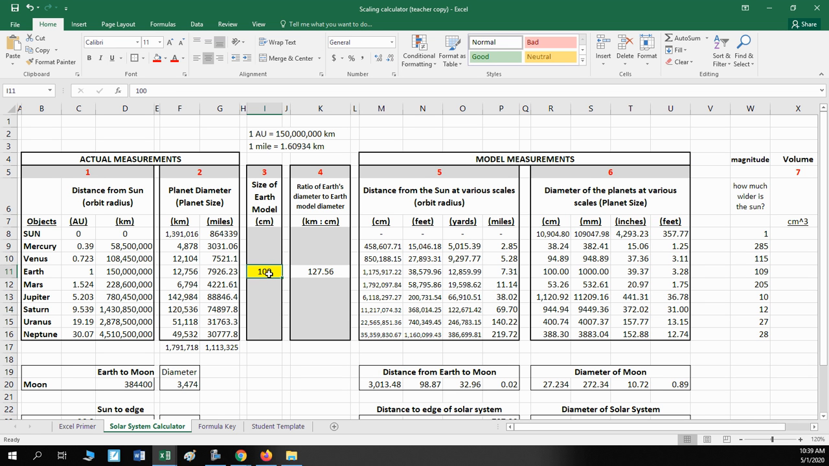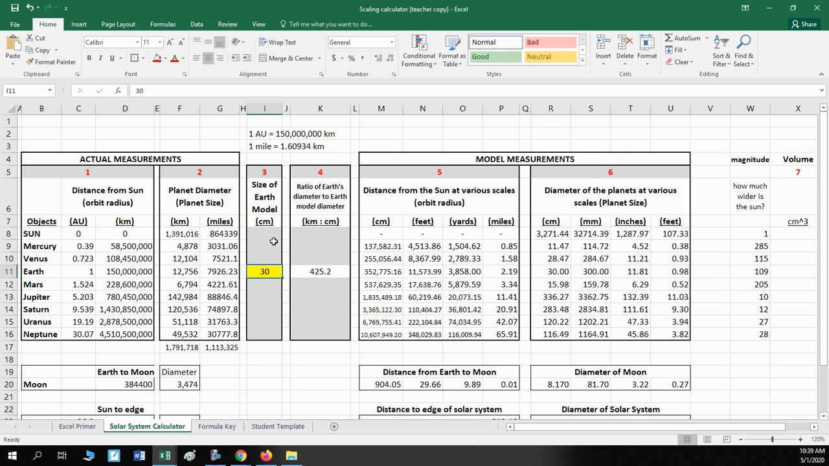So for example, let's say that we set our globe, our Earth, to 30 centimeters. This is about your standard size globe in a classroom. When you do this, all this information gets updated. Table 4 is the ratio between your Earth's actual diameter, which is this information right here in F11, and the diameter of your model size Earth. And so what this is saying is that the actual Earth is 425.2 times bigger than your model Earth.